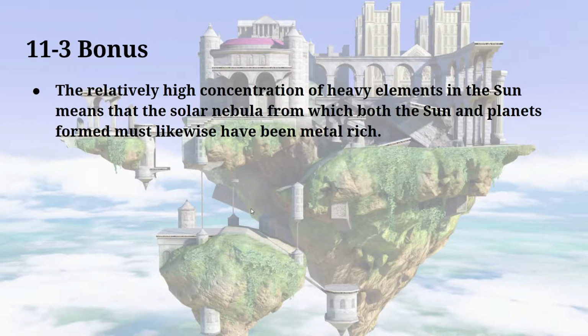The relatively high concentration of elements in the Sun means that the solar nebula, from which both the Sun and planets are formed, must likewise have been metal-rich. Okay? So everything that the Sun, the planets, and even you came from the previous explosion of another star, which is insane. I'm going to read a section from the book.